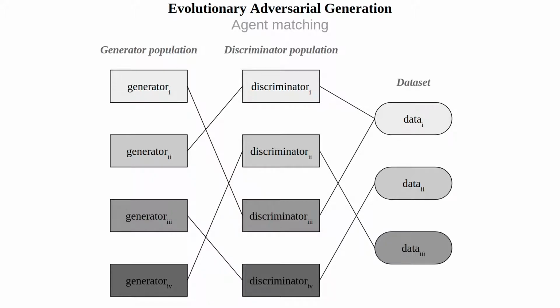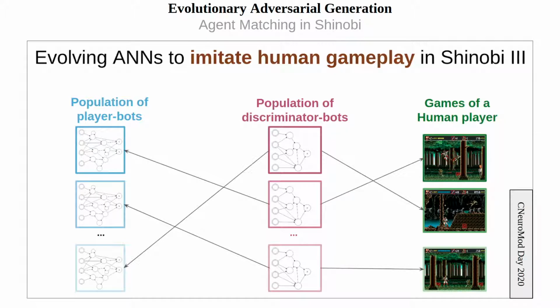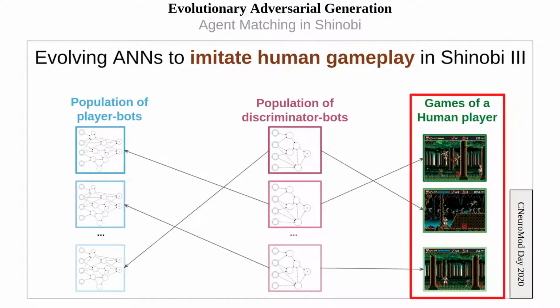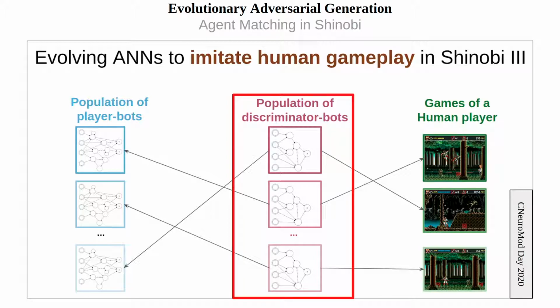Alright, so this is kind of abstract. What does it look like in Shinobi? Well, here it goes. In that scenario, our generators are bots playing the game, our dataset is composed of the games played by our subjects, and we have our discriminators in between looking at both. Alright, so let's delve a little deeper into what happens within each of these matches.